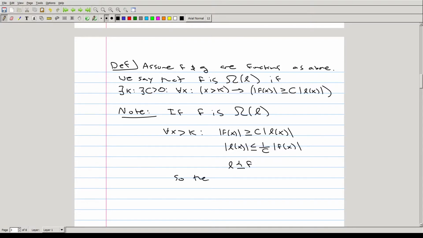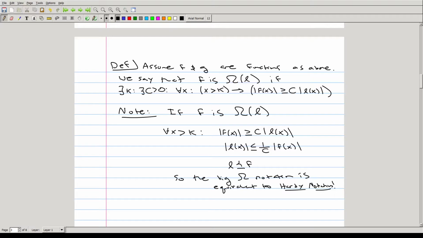So the big omega notation is equivalent to the Hardy notation, which is super helpful and motivates the notation table that I talked about before.